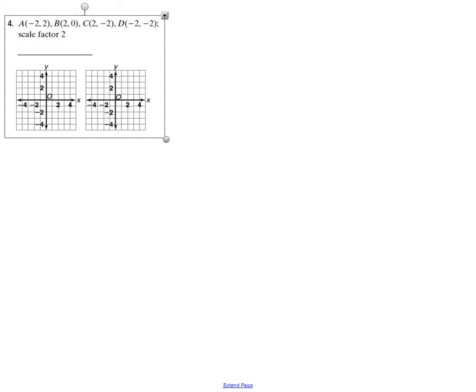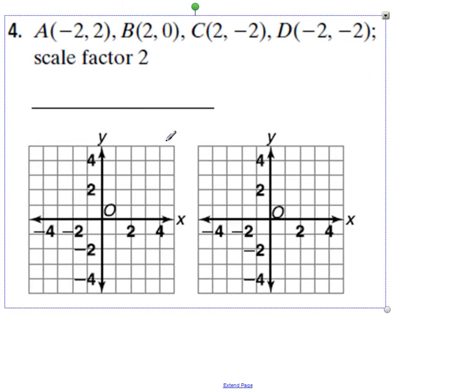All right, so number 4. We can knock that one out real quick, yes?